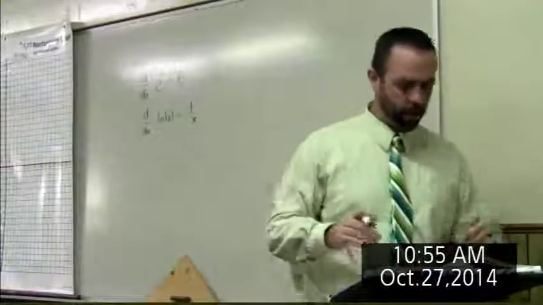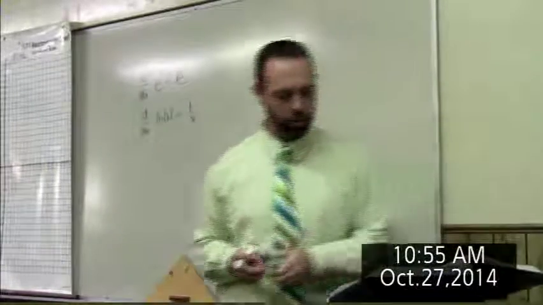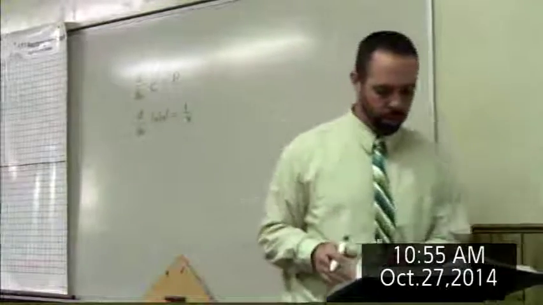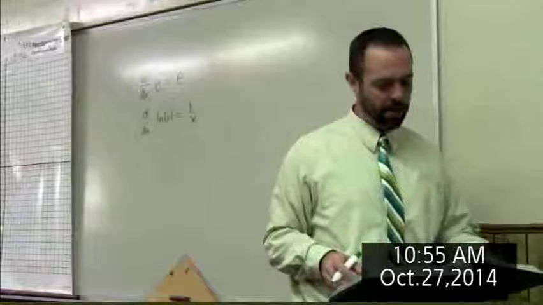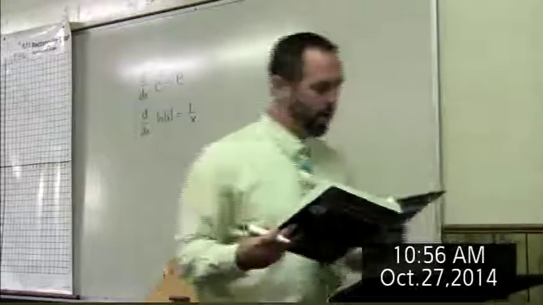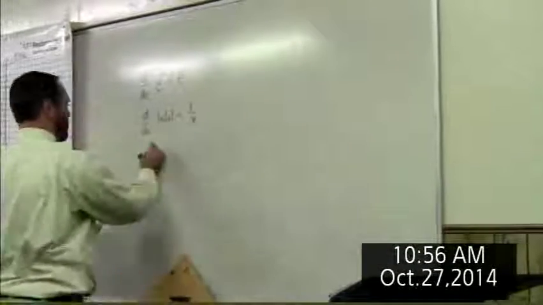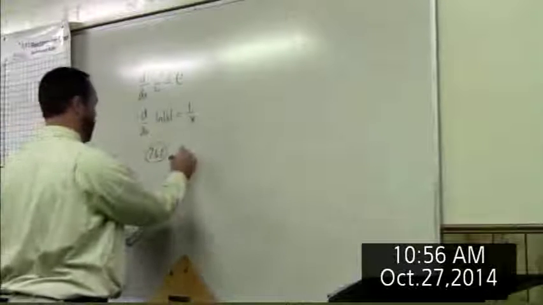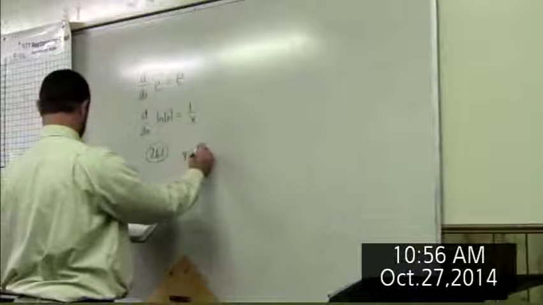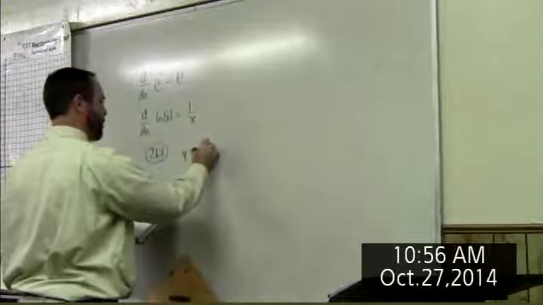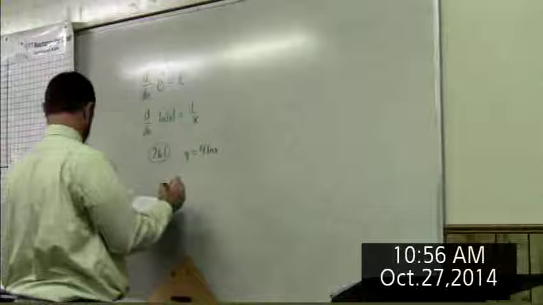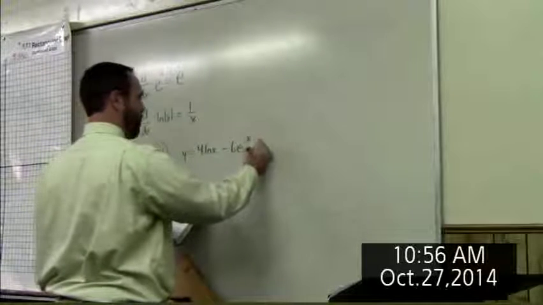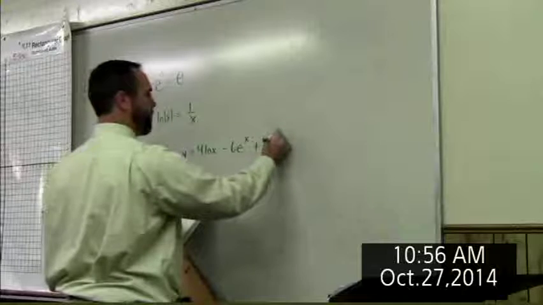Now, we're going to take this and apply it to the examples. I'm going to go over examples 1 through 4 with you. Example number 5 I'll probably do in class and give you the rest of the time for homework. If you look at example number 1, 26.1, we have y is equal to 4 times natural log of x minus 6e to the x plus 2x squared.